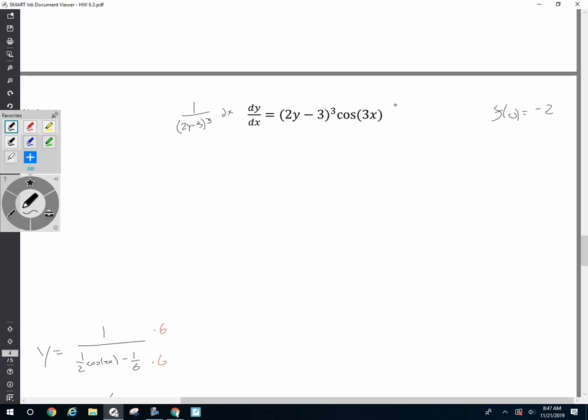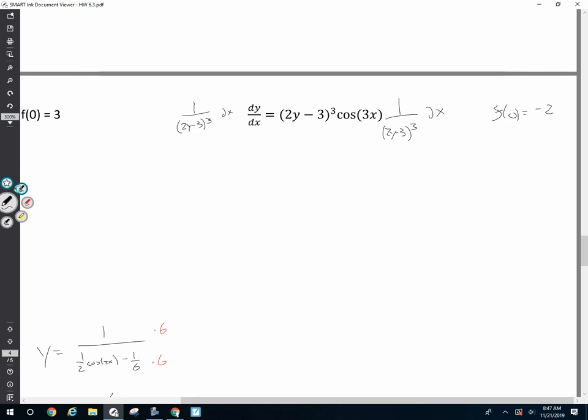Okay, so this is multiplying by 1 over (2y minus 3) cubed, and then multiplying by dx. That'll bring the y's with the dy, and the x's with the dx. Ready to take the antiderivative. Okay, we focused on this one last class. I would rewrite this as the antiderivative of (2y minus 3) to the negative third.